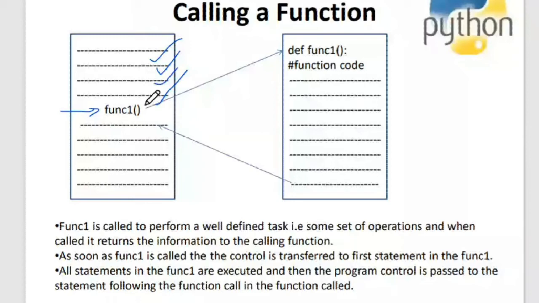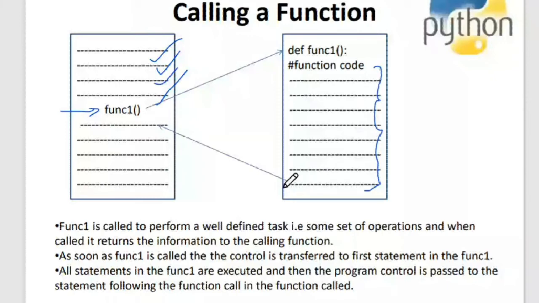So the program control will directly go to the function. That's why I have given you an arrow mark here. This is the program control. As soon as there is a function call, the program control goes to the function. It will look into the function and execute all the statements inside the function. These are all the statements inside the function. After finishing the last line of the function, the execution of this function is finished.